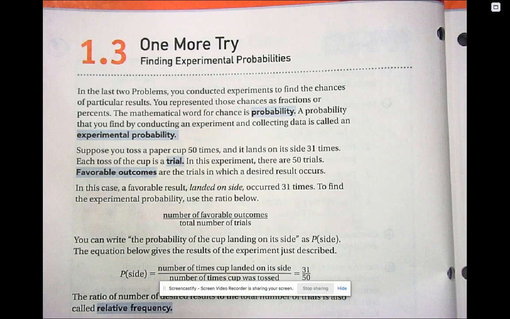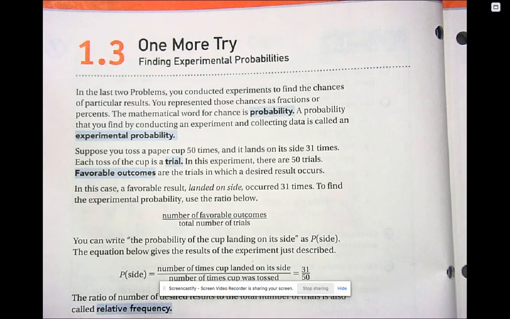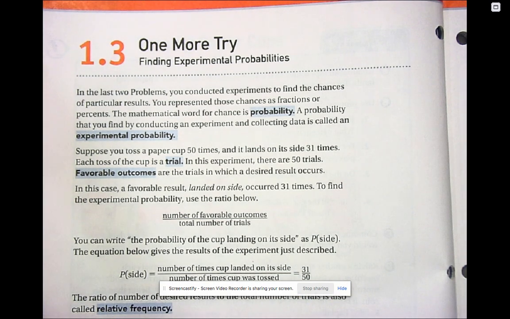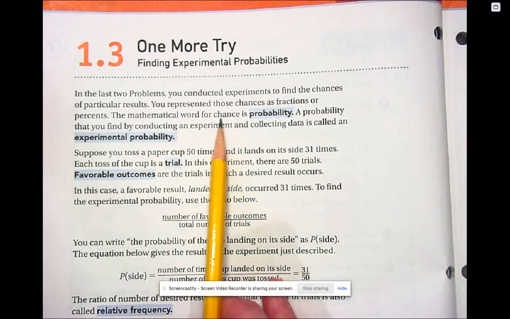Okay, moving on to 1.3, one more try finding experimental probabilities. All right, so it says in the last two problems, you conducted experiments to find the chances of particular results. You represented those chances as fractions or percents. The mathematical word for chance is probability.